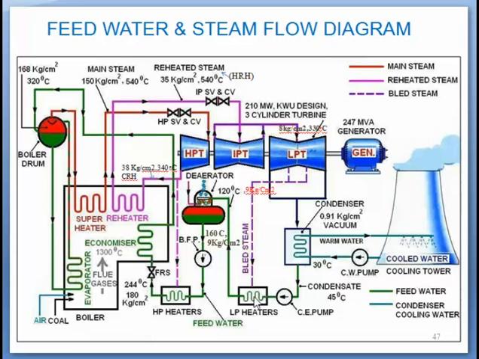and for heating, the bled steam, the steam which is bled from the LP turbine, is used for heating purpose. This heated water, around 110-120 degrees centigrade, goes to the deaerator. In the deaerator, for heating, extraction comes from the IP turbine.